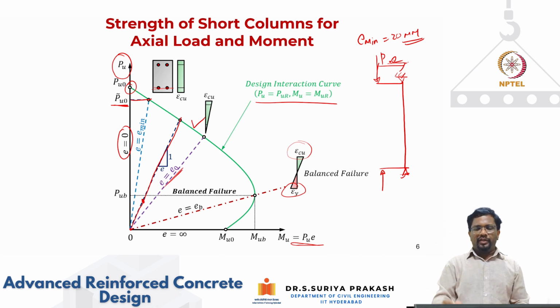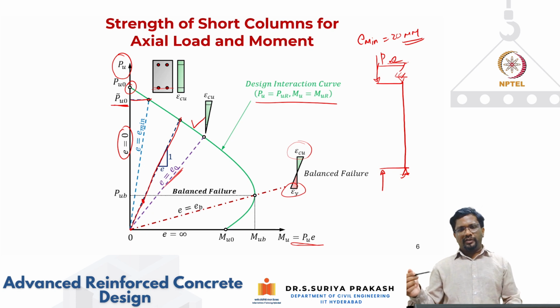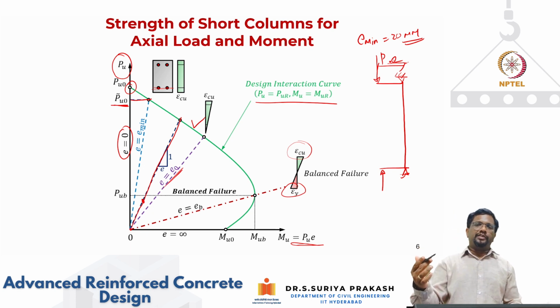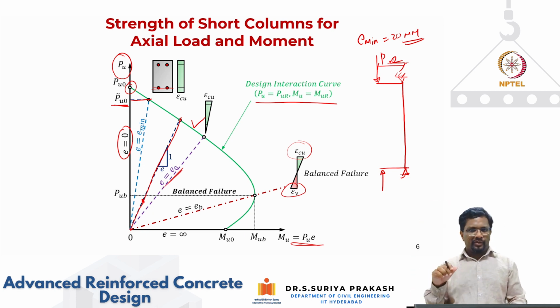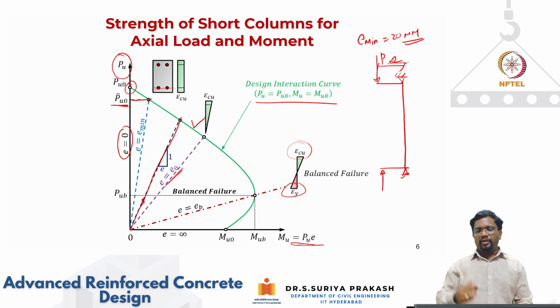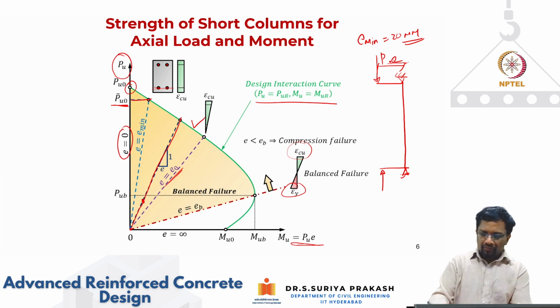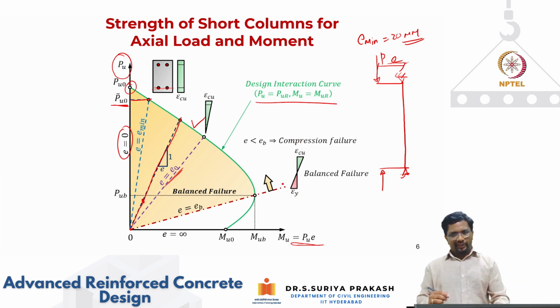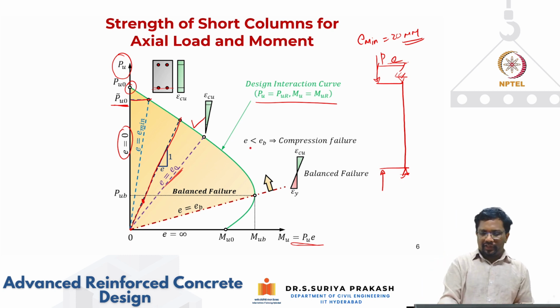Then when E is equal to EB, which is the balanced condition, you create a balanced failure. That means the top compressive fiber is reaching epsilon cu, and the tension-most bar, the bottommost layer of the steel, is going to reach its yield value. So that is a balanced condition. Now, whenever the load eccentricity E is less than EB, we can see that this is called compression failure.